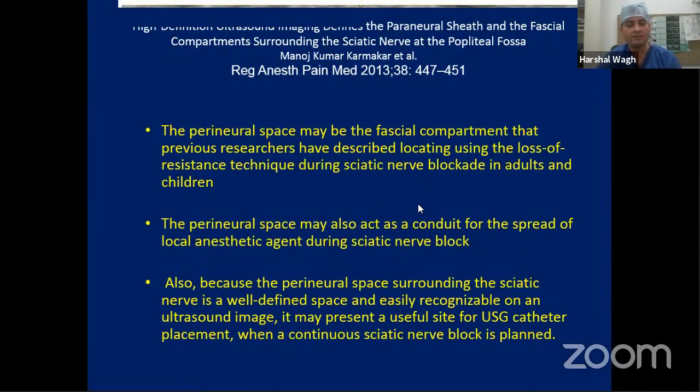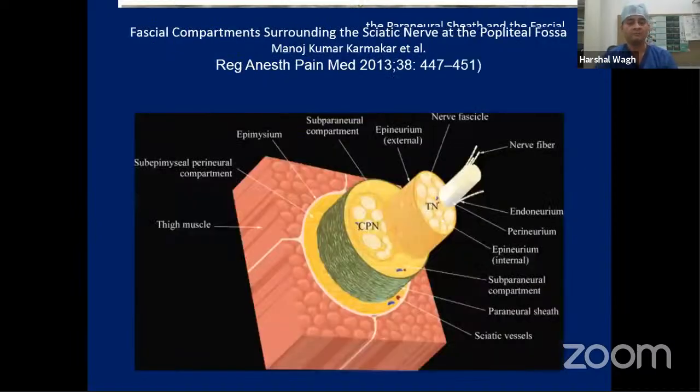This may be the fascial compartment that previous techniques have shown loss of resistance in during a sciatic nerve block. It might also prove to be a conduit for the spread of local anesthetic when you're doing a sciatic nerve block. And because this is a potential perineural space, it is a useful site for catheter placement when you want to do a continuous sciatic nerve block.